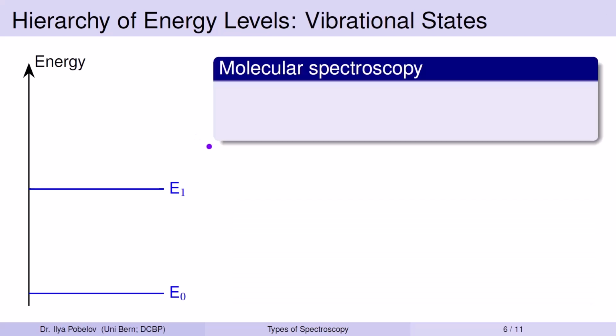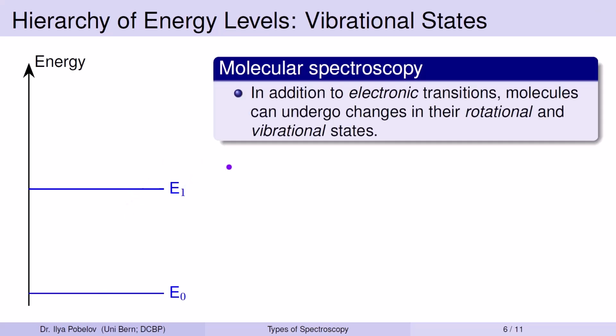In molecular spectroscopy, the energy levels of a molecule are more elaborate than those of an isolated atom. This complexity arises because, in addition to electronic transitions, molecules can undergo changes in their rotational and vibrational states. Let us investigate these energy states and outline the hierarchy of energy levels.